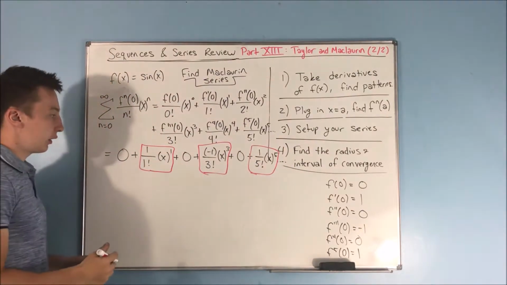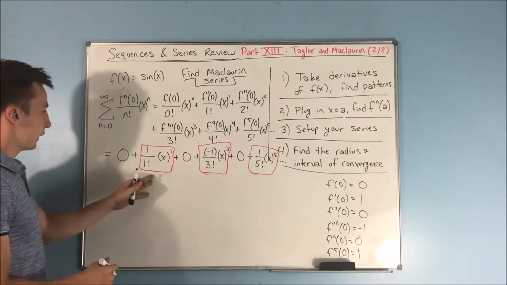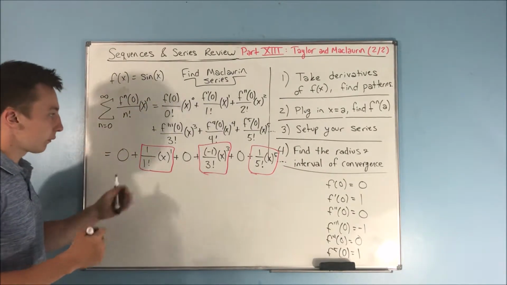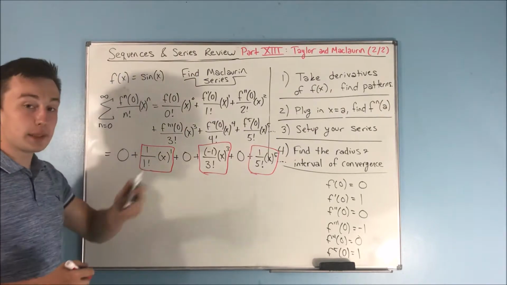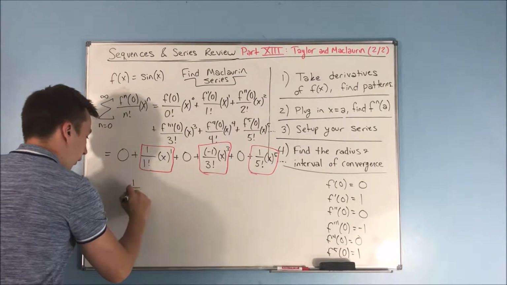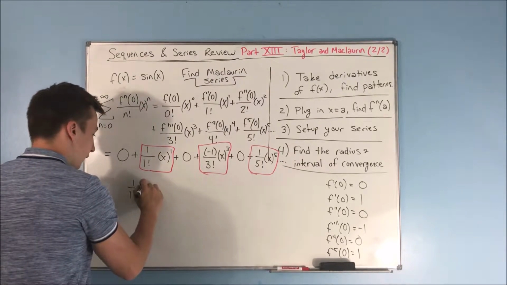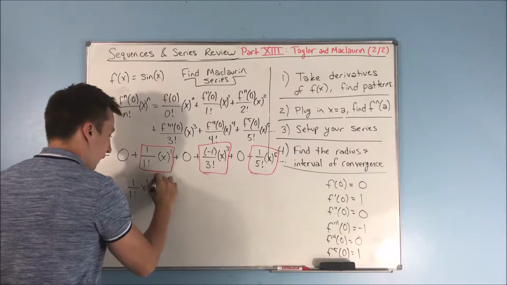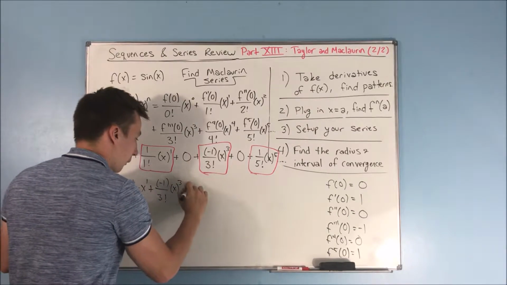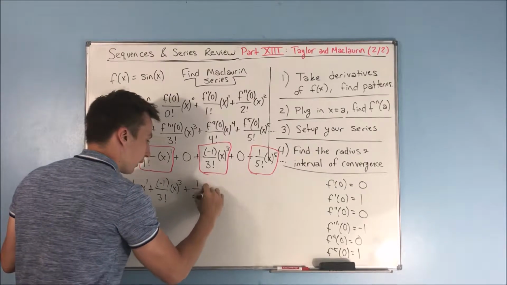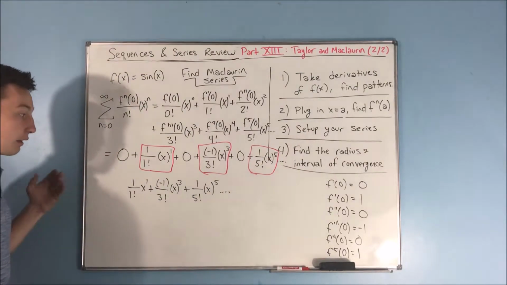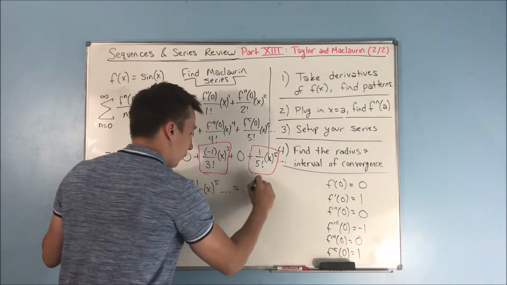And all of the odd terms, this is n equals 1. So you could say all the odd terms, okay? And we're going to put them together in their own series. So we'll just have 1 over 1 factorial times x to the first plus negative 1 over 3 factorial times x to the third power plus 1 over 5 factorial times x to the fifth power, and so on. Now we're going to say this equals a series.